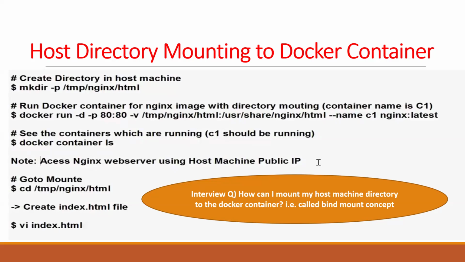See the containers which are running with docker container ls. Access the nginx web server using the host machine public IP. Go to the mount point and create the index.html. How can I mount my host machine directory directly to the Docker container? That is called the bind mounting concept. Right, this is the normal mounting. So we directly connect to /usr/share/nginx/html.